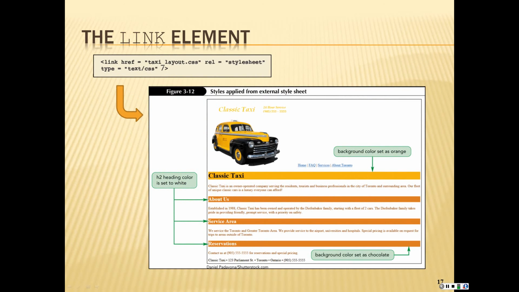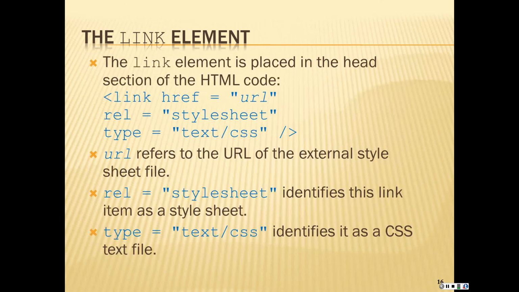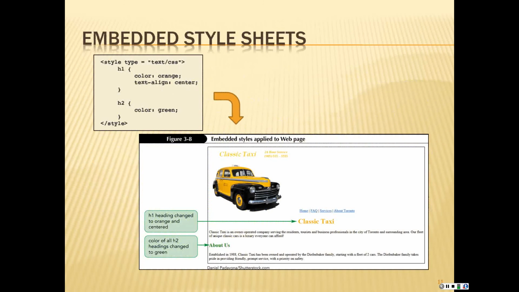So here we see the link element. If we have an external style sheet, link href equals taxi_layout.css. Let me go back a bit and show you how that's different from when we had it before. This one was just style type. This is when it's embedded. Now, I know this is a bit confusing right now, but bear with me. You're going to have to work with this for it to take hold.